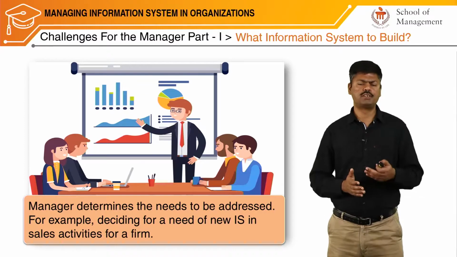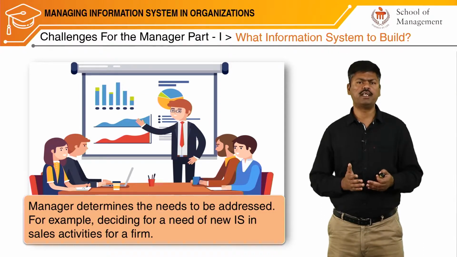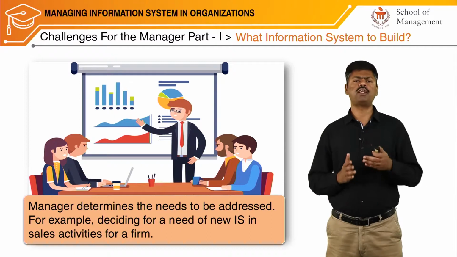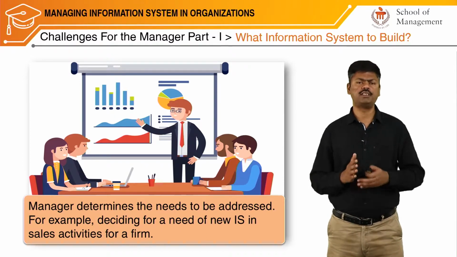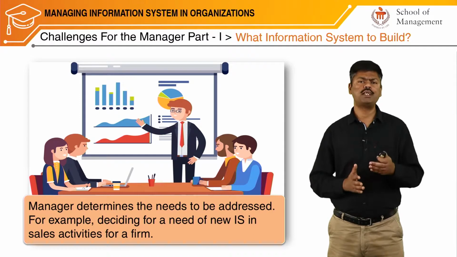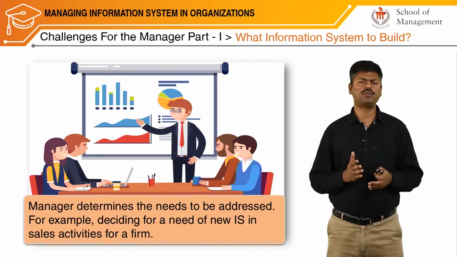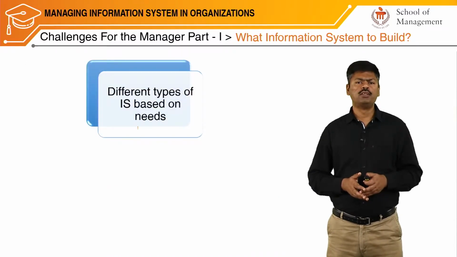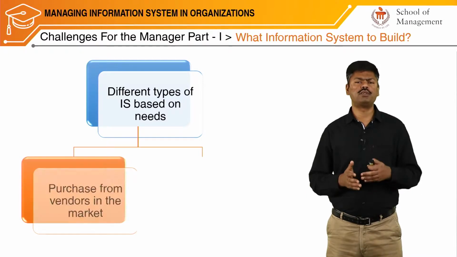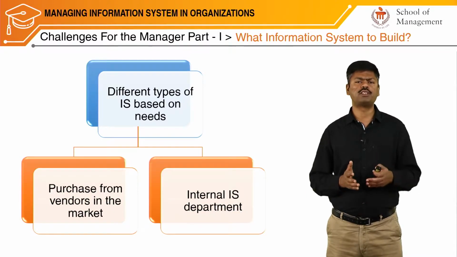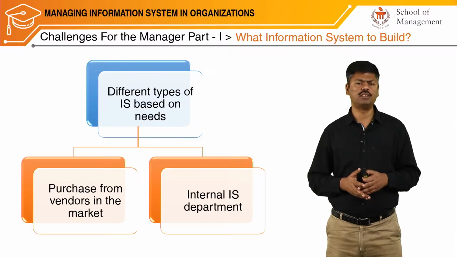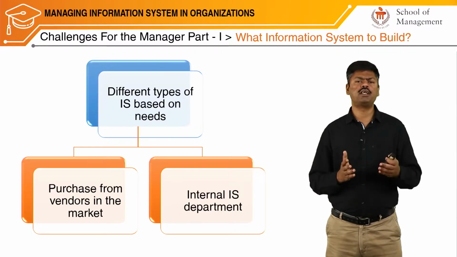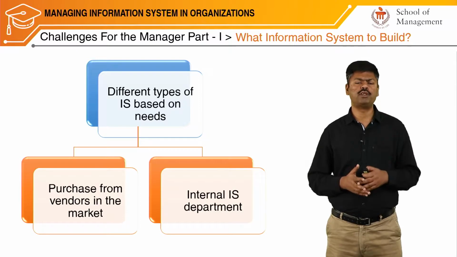Now, what information system does an organization have to build? That's a $1 million question. Therefore, a manager determines the needs to be addressed. He sits down with his employees and finds out what kind of needs they have so that a solution could be sourced to address those needs. There are different types of information needs to be addressed, and for that reason you need to source a solution. For example, there may be purchasing decisions to be made from the vendors in the market, or maybe an internal IS department needs to be set up.